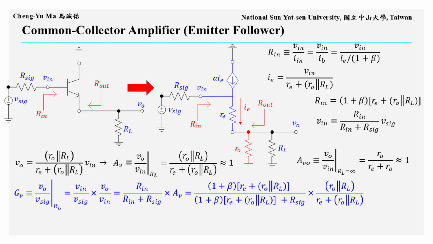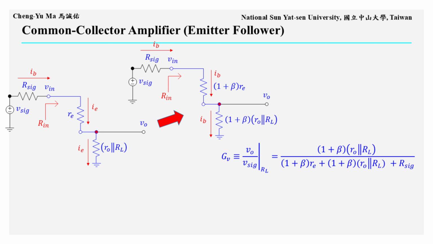The overall gain is GV equals Vo over V sig, which equals the input division ratio times AV. Written fully, it is 1 plus beta times the quantity Re plus Ro in parallel with RL, divided by 1 plus beta times the same quantity plus R sig, multiplied by Ro in parallel with RL over Re plus Ro in parallel with RL. In most cases, when R sig is not large, GV is also approximately 1.